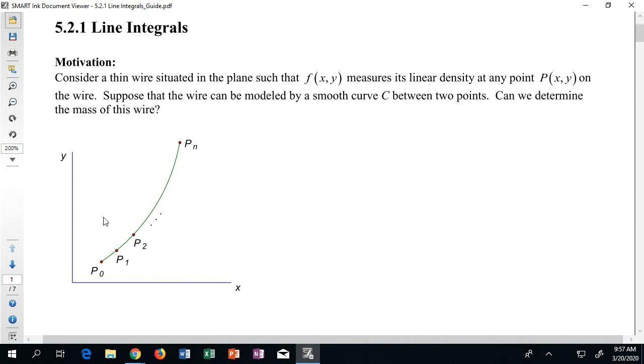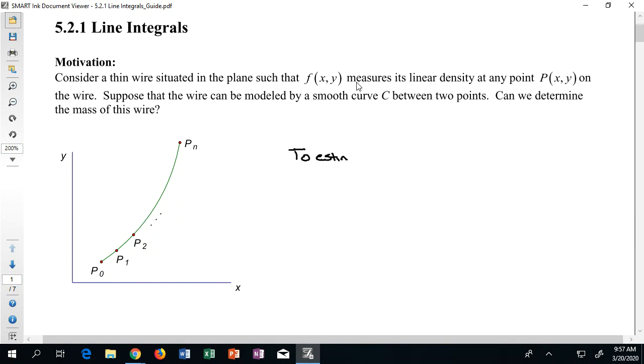So again, if I have a wire that starts here in the picture at P0 and goes all the way to Pn, we'll define what those P's mean in a moment. If I can model the wire with a curve, and I have a function f that tells me the density at any point, then can I determine the mass? Well, we're going to start the way we typically do, which is to try to estimate the mass of the wire.